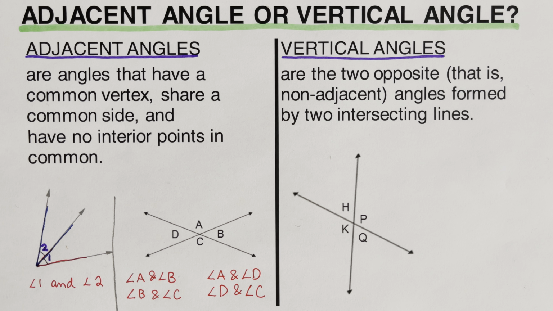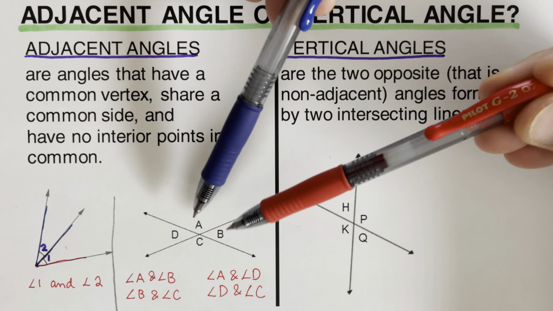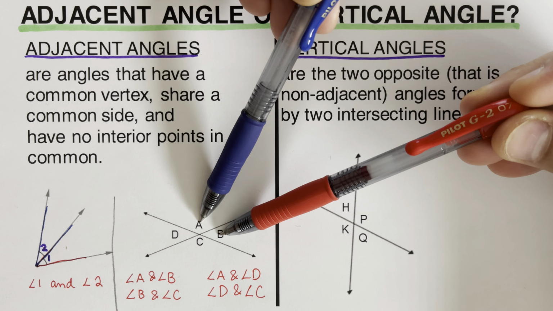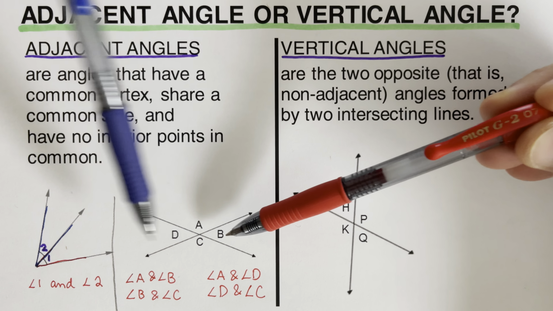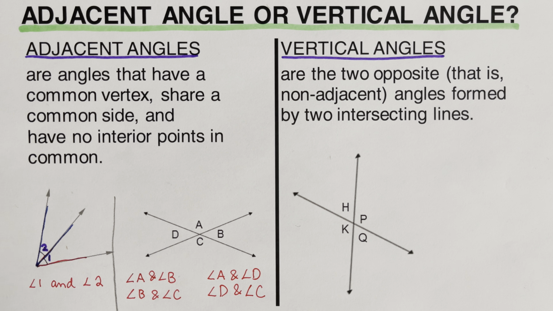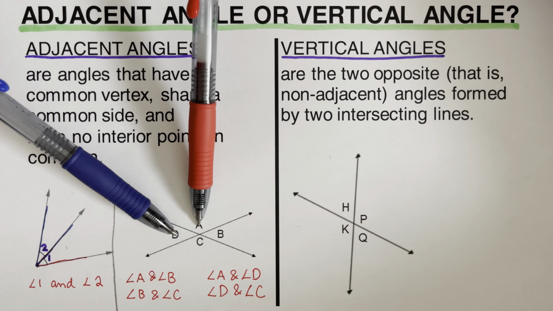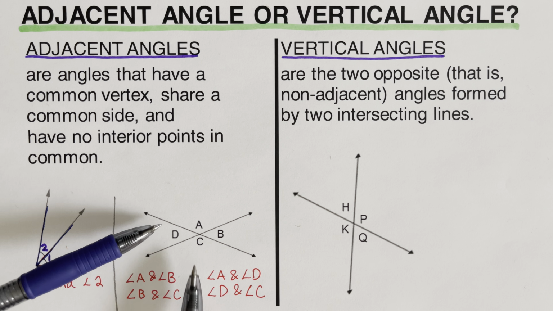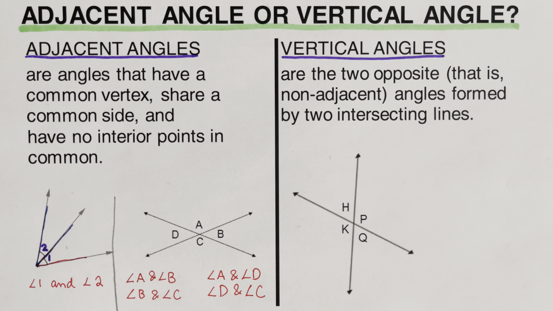The first one is A and B. They are next to each other. We also have B and C. They are next to each other. We also have A and D. They are next to each other. And we have D and C. They are next to each other.